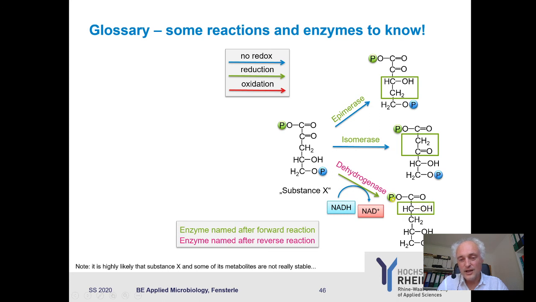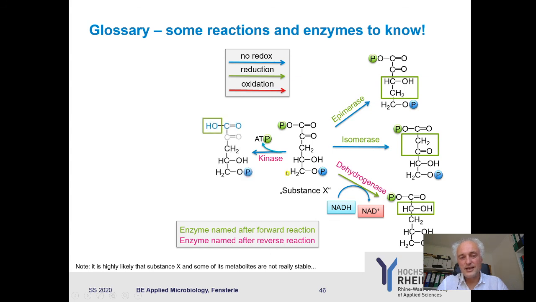And of course, if I go back, then I will produce NADH. And in the case I go in this direction, I will use electron equivalents to reduce this keto group to a hydroxyl group. So this enzyme is just named after the reverse reaction. And this is, of course, in this direction a reduction, and in this direction an oxidation.